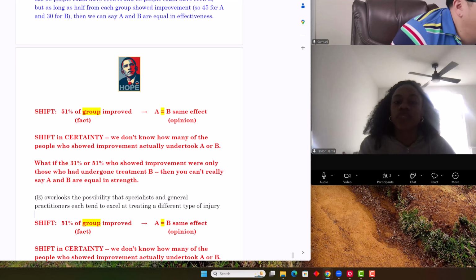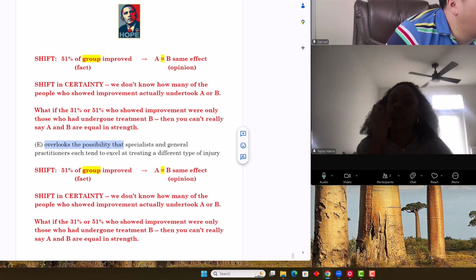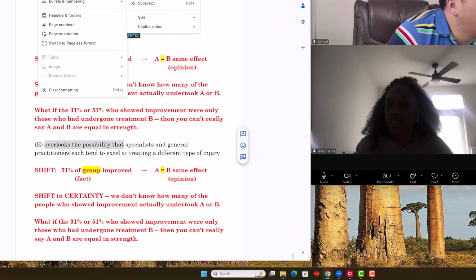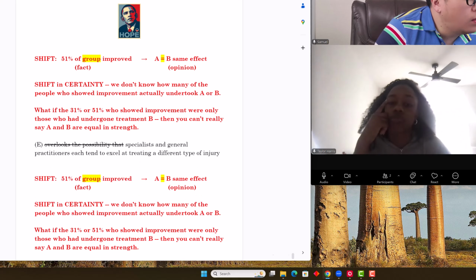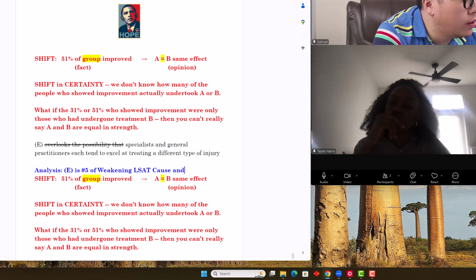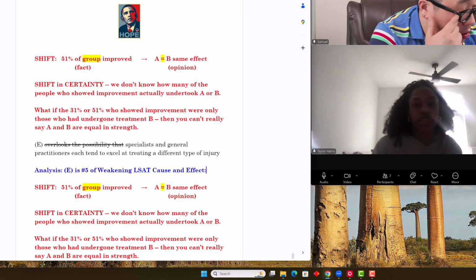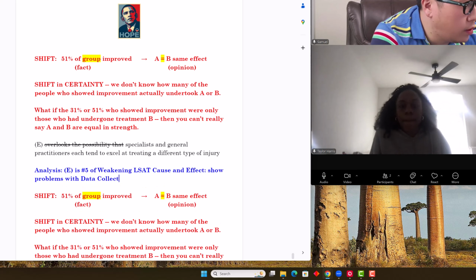E, please. "Overlooks the possibility that..." So whenever you see "overlooks the possibility," what do you do? You cross it out, and then see if it weakens, okay? So E is number 5 of weakening LSAT cause and effect. Do you remember? Not verbatim. Show problems with data collection. Okay?